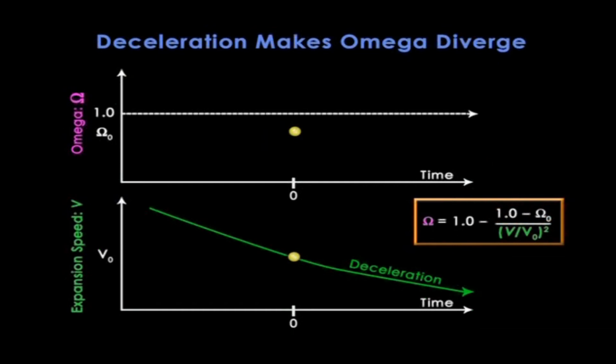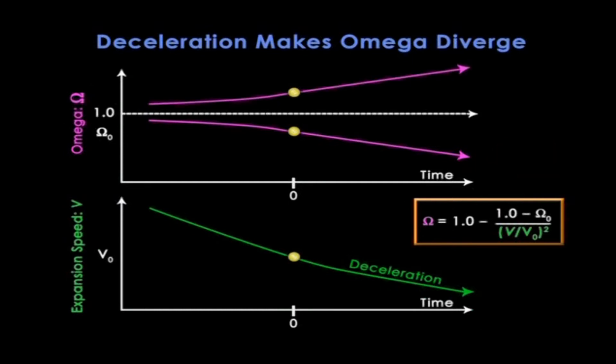Now let's go forward in time. V0 decreases because we have a deceleration. So our ratio increases, so 1 minus the ratio decreases, and we see that omega decreases, moving away from unity. Now the same thing happens if we start with an omega naught greater than 1. Let's just say 1.2. So that the top of the fraction is then minus 0.2. So omega also moves away from unity, but this time increasing.